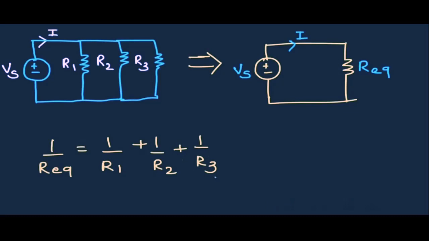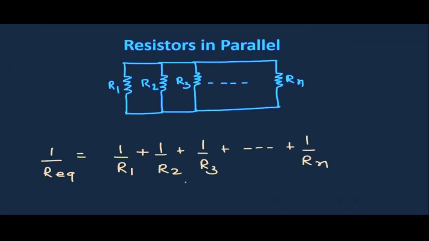So in this way, if three resistors are connected in parallel, then their equivalent resistance can be given by this expression. So in a general way, we can say that if n number of resistors are connected in parallel, then their equivalent resistance can be given by this expression.